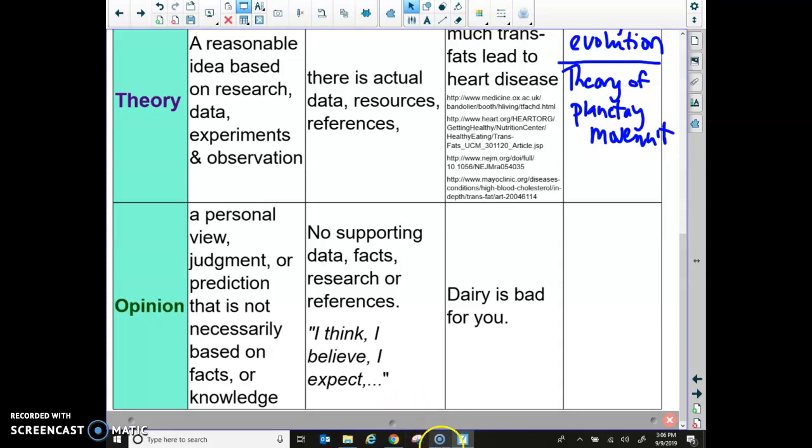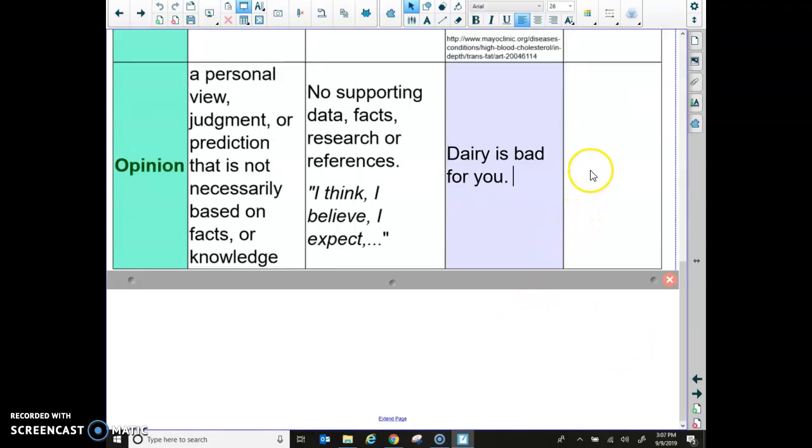I could do a scientific study that asks, does the 7th grade laugh more than the 8th grade does? And I could collect data on that. So here's an example of an opinion: dairy is bad for you. Some people believe that. There may be theories there, but those are going to be supported with research.